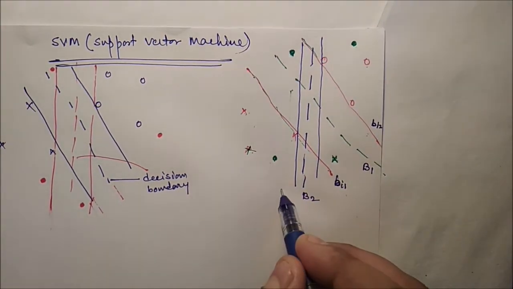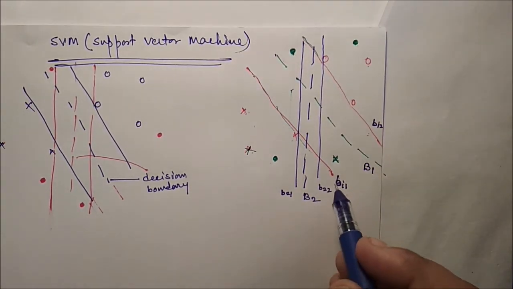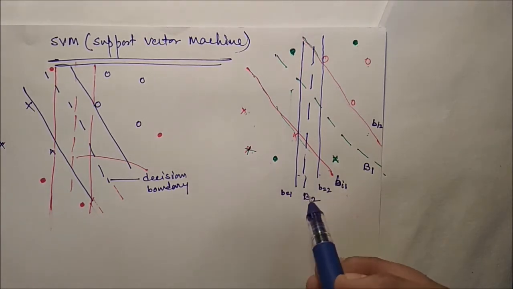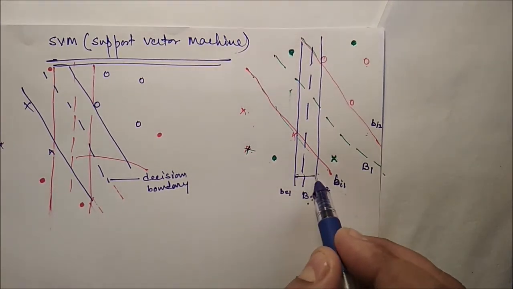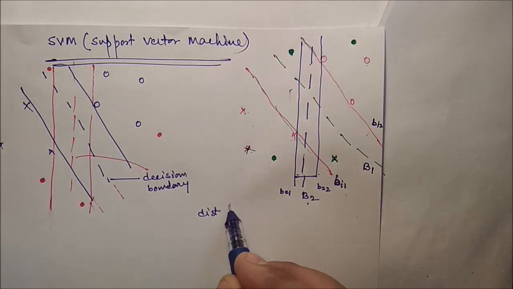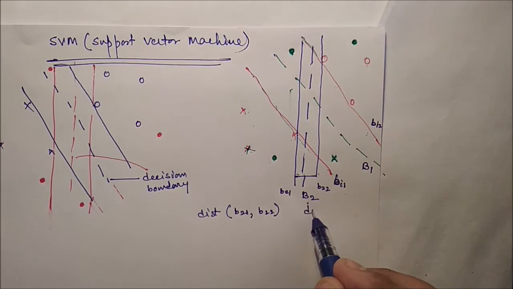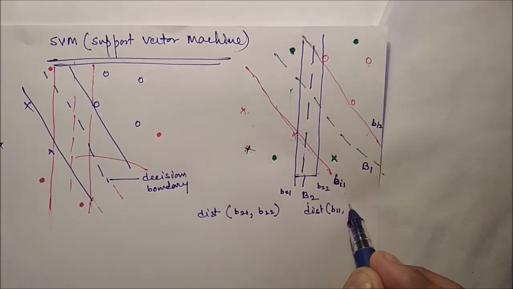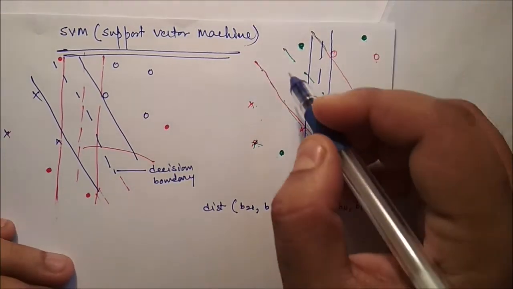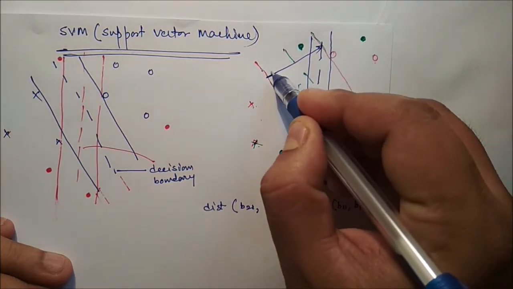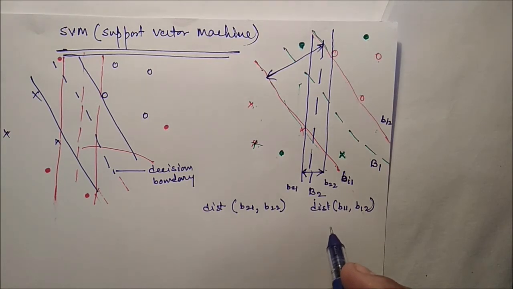Similarly, for B2, B21 and B22 are the parallel hyperplanes, parallel lines of the decision boundary B2. Now the distance between B21 and B22, and similarly the distance between B11 and B12, is the margin of the hyperplane. So this is our margin of the hyperplane B1, and this is the margin of the hyperplane B2.